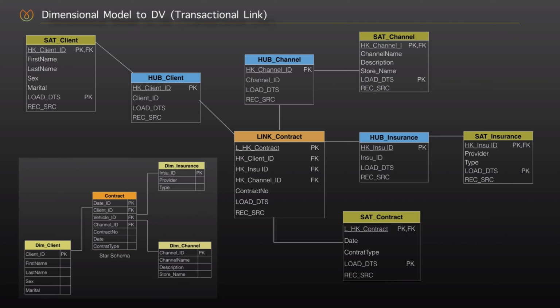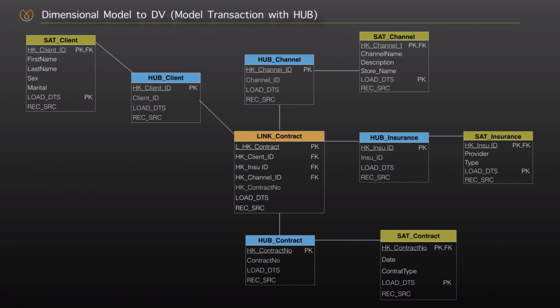Okay, now we first designed our model by using a transactional link, but let's quickly look at the alternative solution. As we could create a hub table for transactional data, in here we generate a hub for contract and add the contract number as the business key. And the hash key of the contract table is also inserted into the link table. Then for descriptive attributes, again we create a satellite, but now we connect it to the hub table instead of the link. By this alternative method, we model the transactions with a hub instead of transactional links.